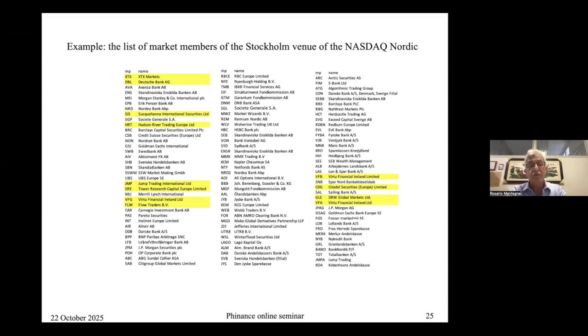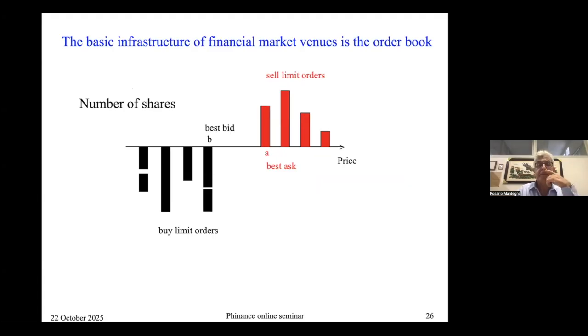Here I'm just showing the list of market members that were present in 2018 in Stockholm. Highlighted in yellow are companies known as able to perform high-frequency trading, either because they stated that on their website, or because they were described as high-frequency traders by the specialized news. So when we started to analyze the activity, of course, this is done through an electronic order book.